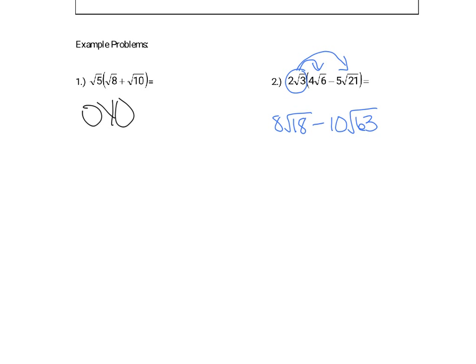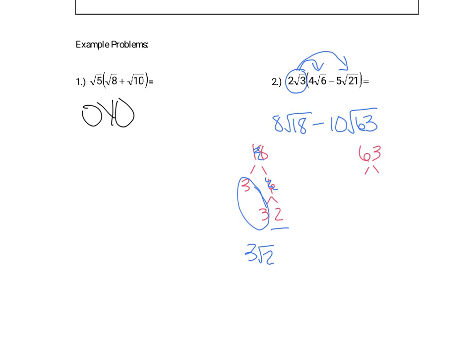First thing we got to do is break down the 18 and the 63, see if we can actually simplify those radicals. So I need my factor trees to help me. 18. Like I said, I'm going to use the numbers I already know, which were 3 and 6, okay? 6 breaks down to 3 times 2. I have a pair of 3s and a 2 left over. So the square root of 18 becomes 3 square root of 2.